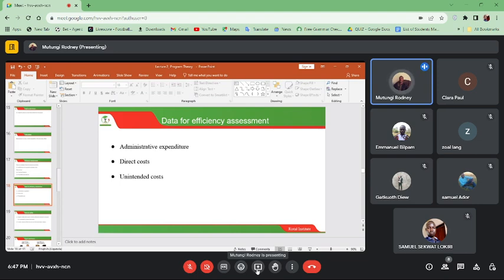Then the data for efficiency assessment can be got from administrative expenditure reports, the direct cost reports, and unintended costs. These often are neglected, but when you unearth such reports, the costs of unintended expenses, direct expenses, and those administrative expenses, you're able to really factor in that cost bit and relate it with the benefit of this program.